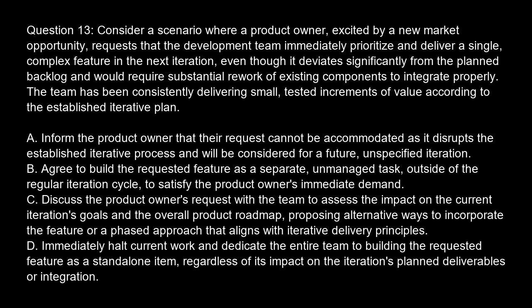Option C. Discuss the product owner's request with the team to assess the impact on the current iteration's goals and the overall product roadmap, proposing alternative ways to incorporate the feature or a phased approach that aligns with iterative delivery principles. Option D. Immediately halt current work and dedicate the entire team to building the requested feature as a standalone item, regardless of its impact on the iteration's planned deliverables or integration.